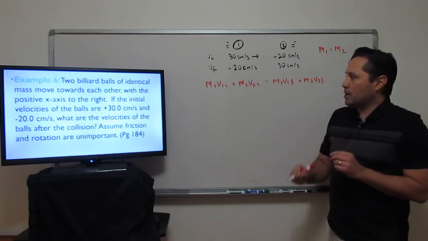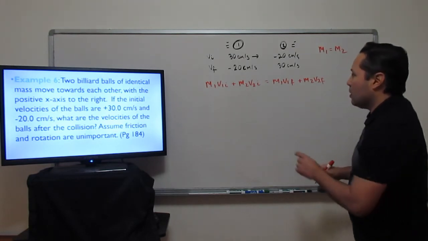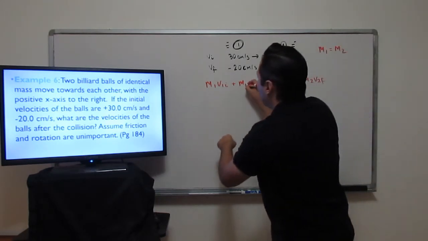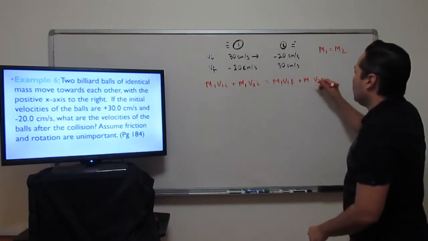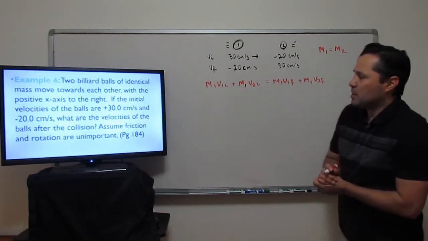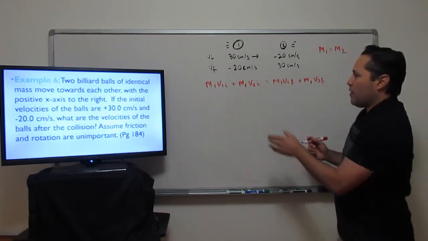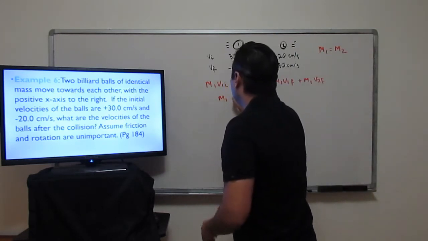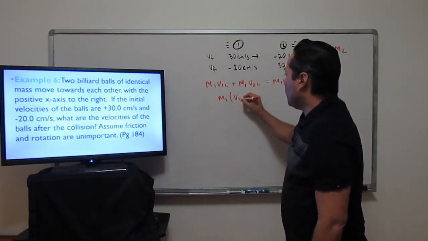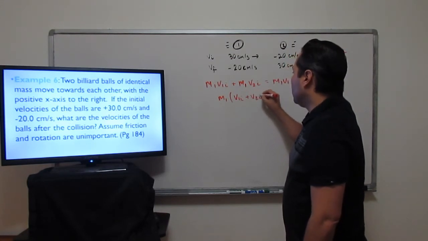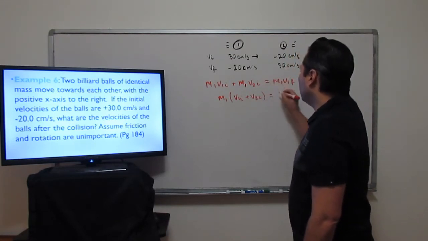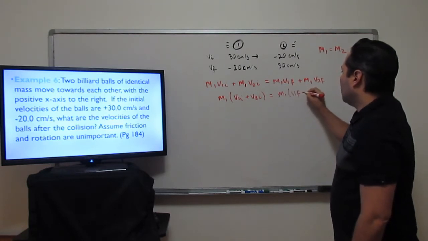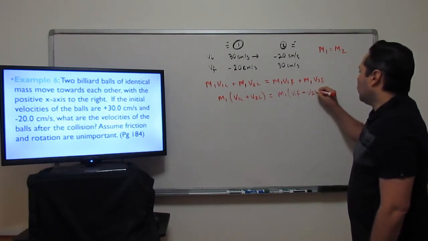So now I can go ahead and start substituting values in and out. For example, that M1, M2 right here, I'm going to substitute it and I'm going to say that's an M1 and that's an M1. Alright, now what am I going to do? Well, I can go ahead and factor out the M's from both of these. So it'll be M1 times V1 initial plus V2 initial equals M1 times V1 final plus V2 final.